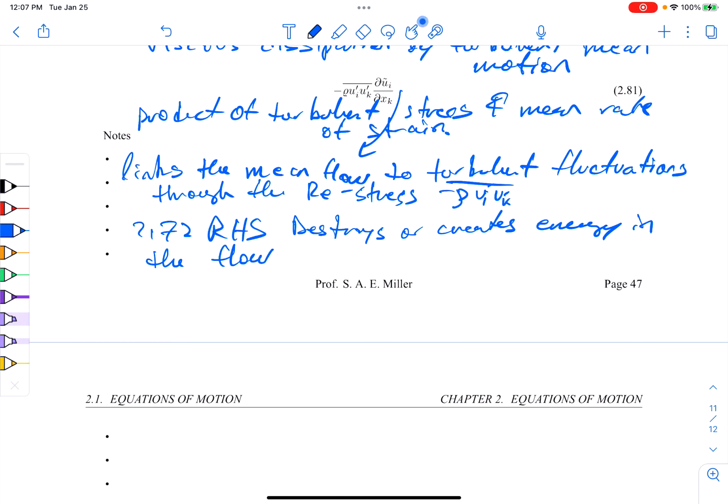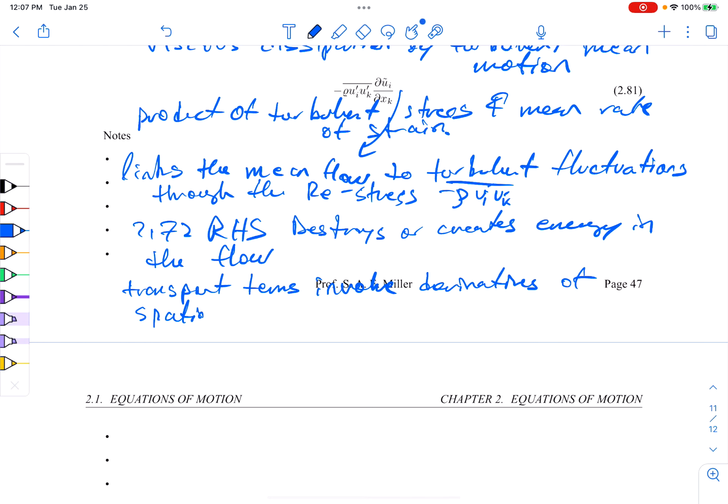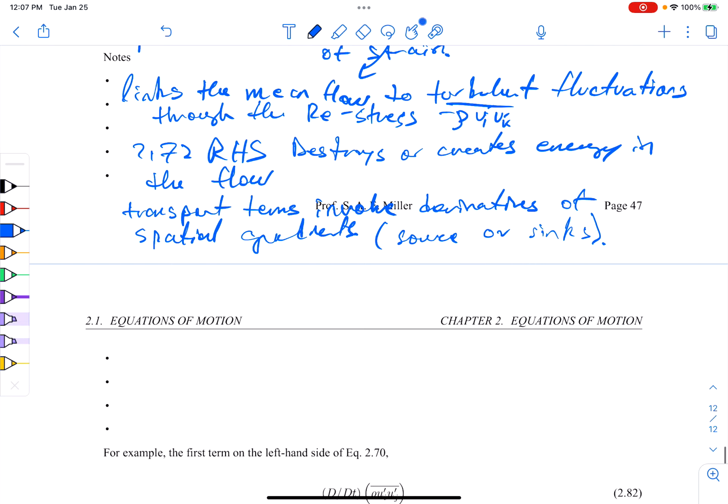All the terms of spatial gradients of time average quantities are transport terms. And they would also be sources or sinks, just like you would have in a potential flow solver, adding sources or sinks. Okay.